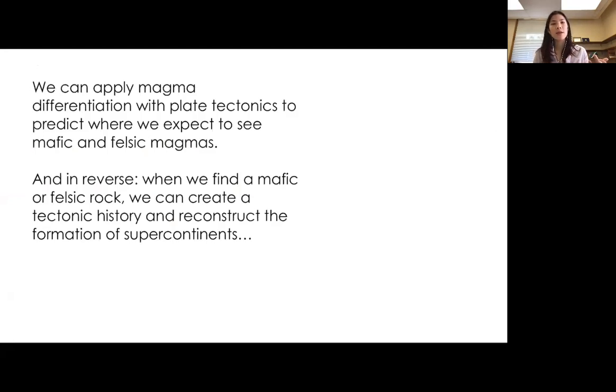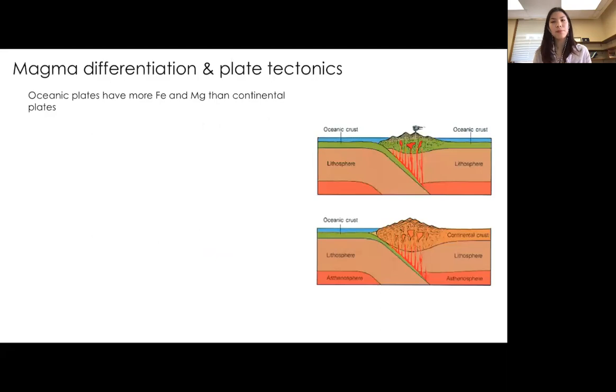And we can apply these processes of magma differentiation to plate tectonics and predict where we would expect to see mafic and felsic magmas in relation to plate tectonics. In reverse, we can kind of do the opposite of this process. If we pick up a mafic or a felsic rock, we can use that composition to try and reconstruct what the tectonic history was and what sort of plate boundary it was formed at. So for instance, we could reconstruct the formation of things like supercontinents.